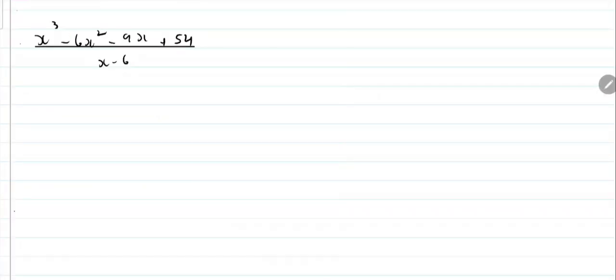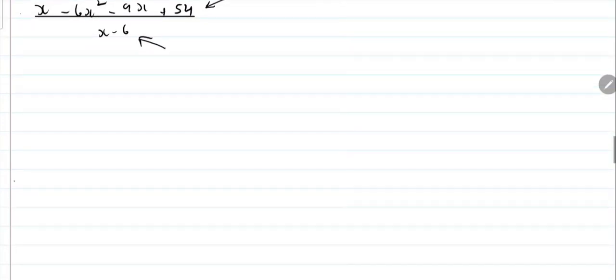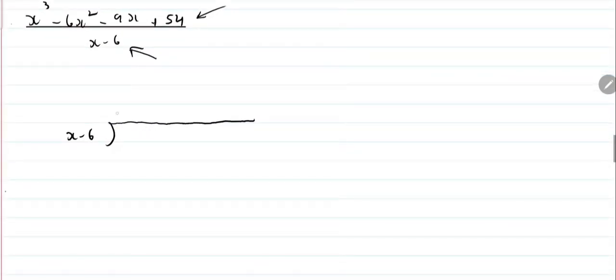Now I have x cubed minus 6x squared minus 9x plus 54 divided by x minus 6, right? X minus 6 is a divisor. So I have x minus 6 outside here. And the dividend, which is that cubic expression up there. So x cubed minus 6x squared minus 9x plus 54.